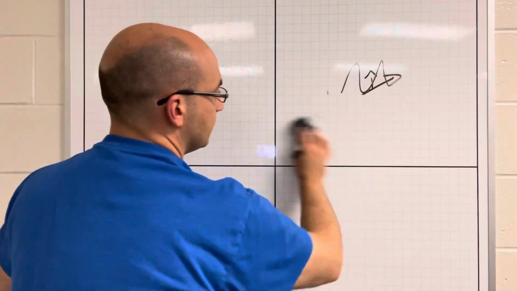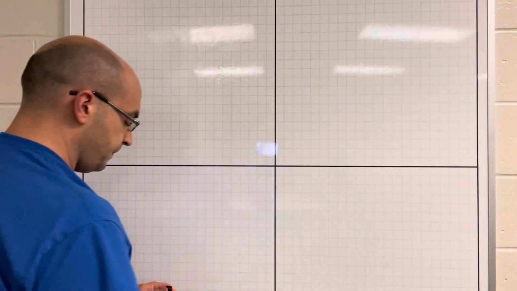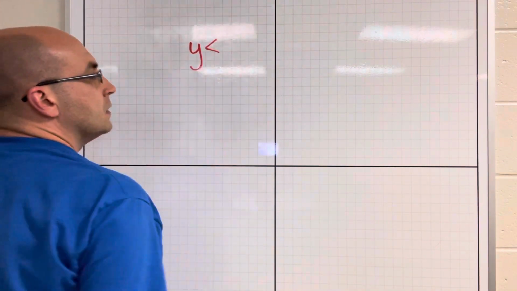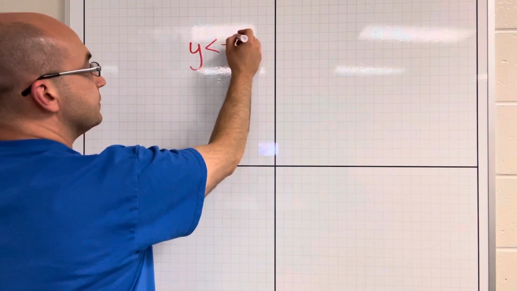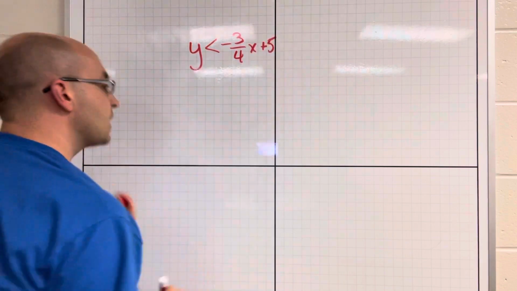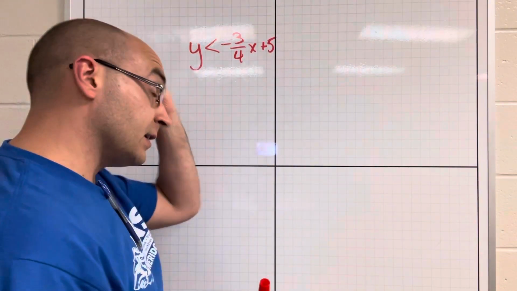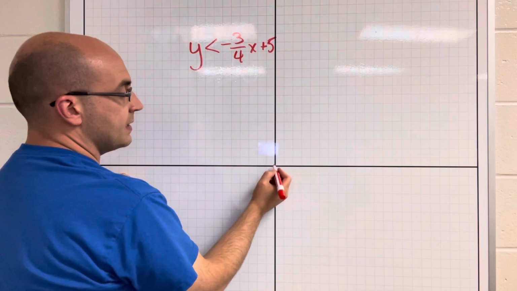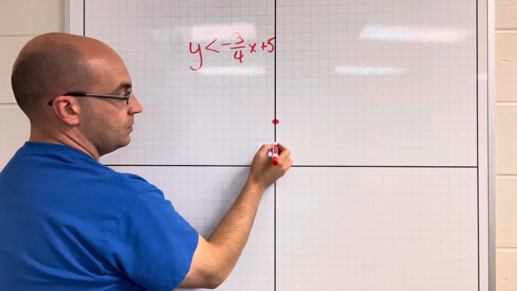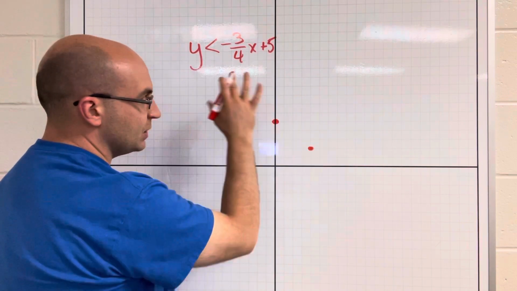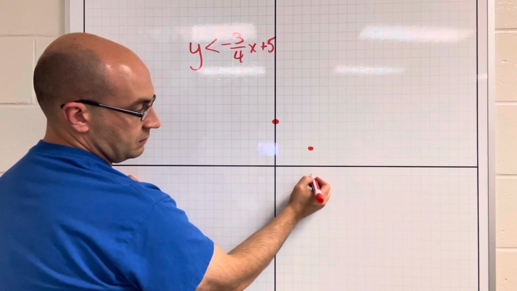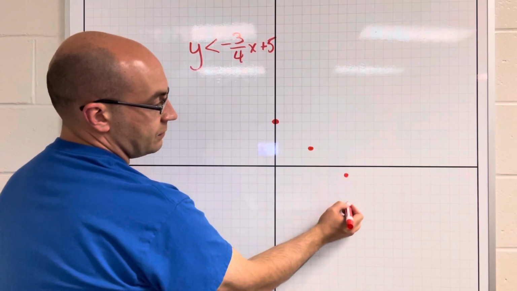Let's go ahead and do a different one, and we'll make it a less than sign so we can see a little bit of a difference. So let's go with y is less than negative 3/4 x plus 5. Again, we're going to graph it like it is a regular equation: plus 5 on the y-axis, 1, 2, 3, 4, 5. Down 3, right 4. Again, I'm going to do that one or two more times so we can see the whole line. Down 3, right 4. Down 3, right 4.